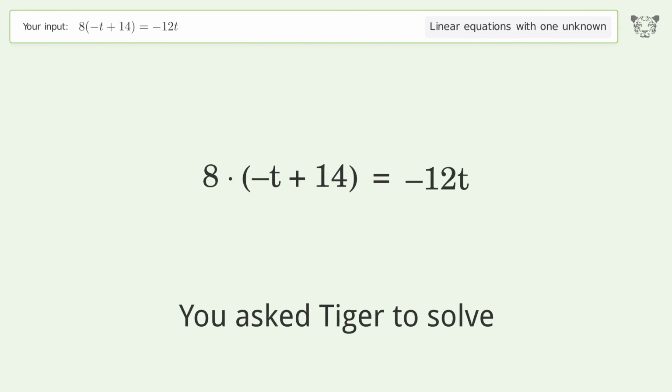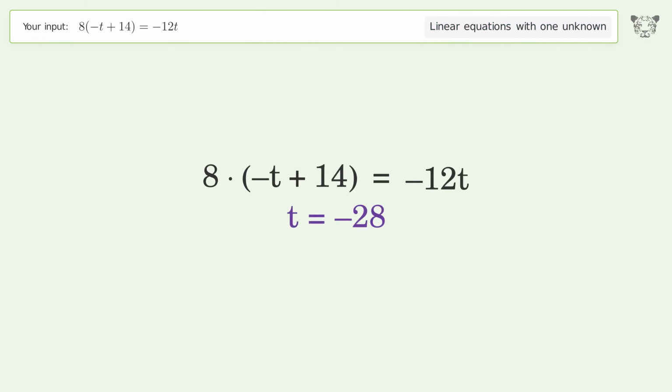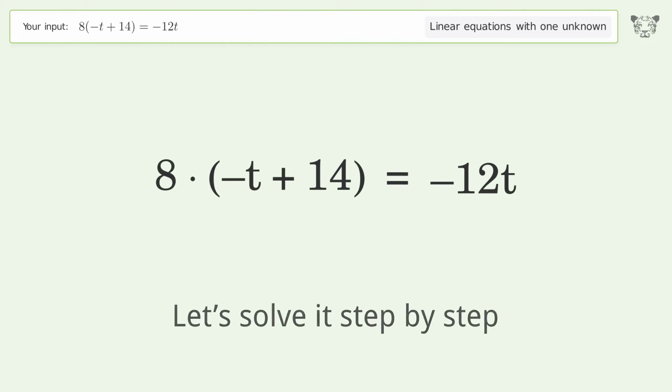You ask Tiger to solve. This deals with linear equations with one unknown. The final result is t equals -28. Let's solve it step by step.